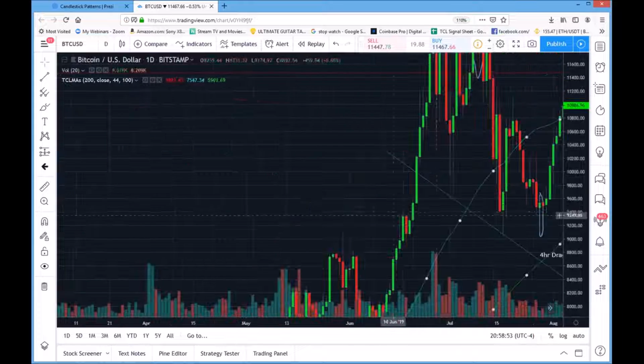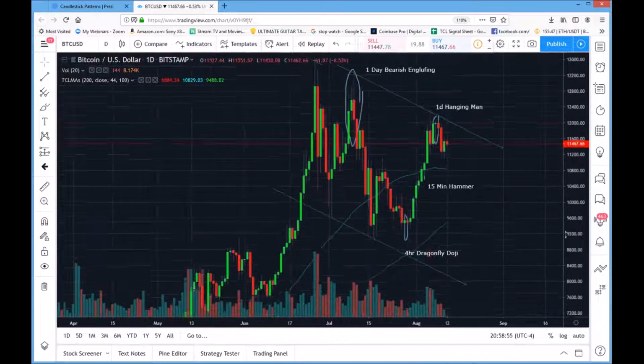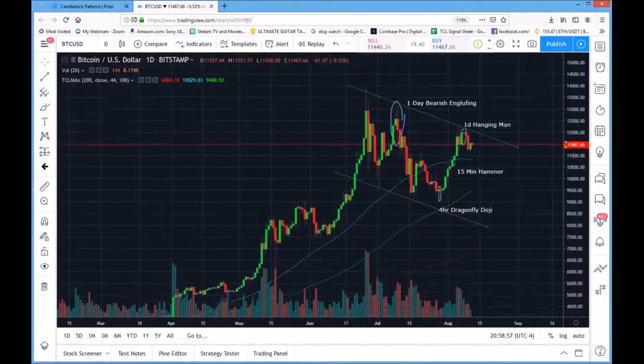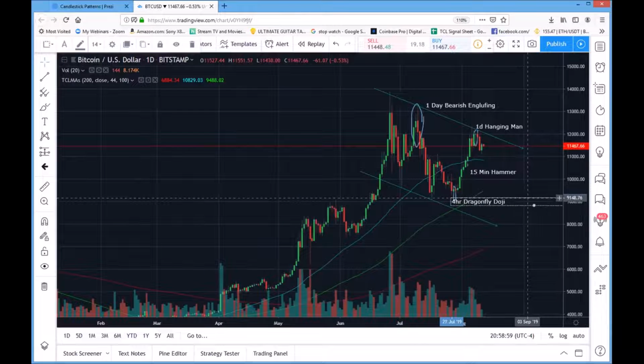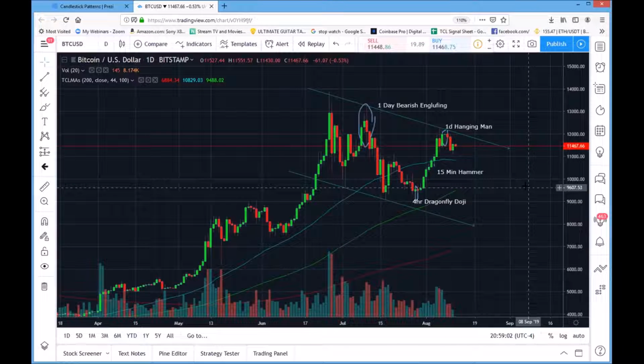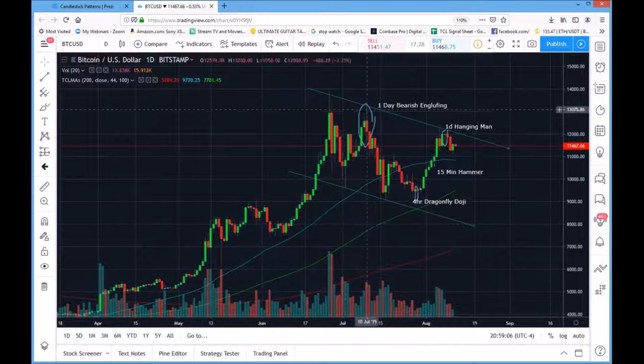So keep in mind, guys, these candlestick patterns, they're all over. Dig into all your time frames. Look for them. Find 100, 200, 300 of them. And then see if they do what they're supposed to do. See if they show you confirmation.